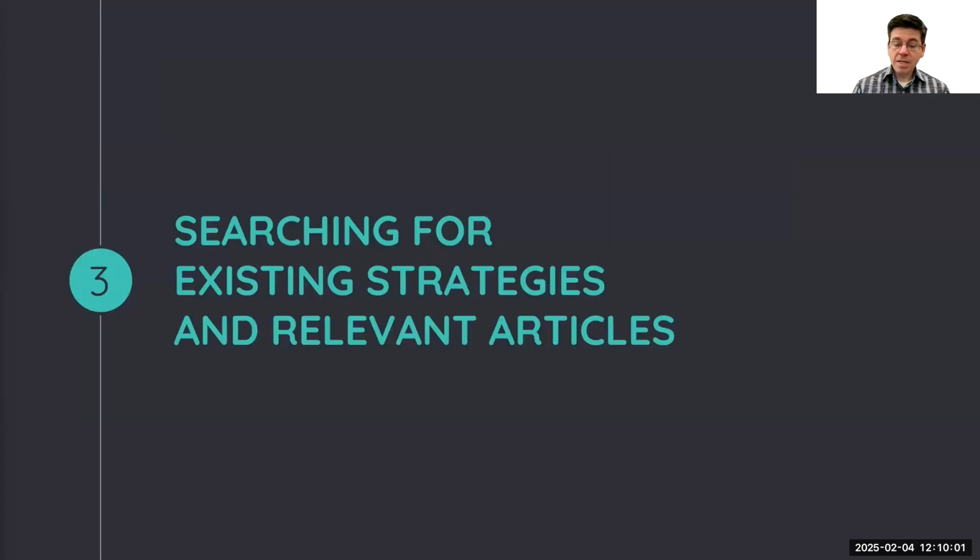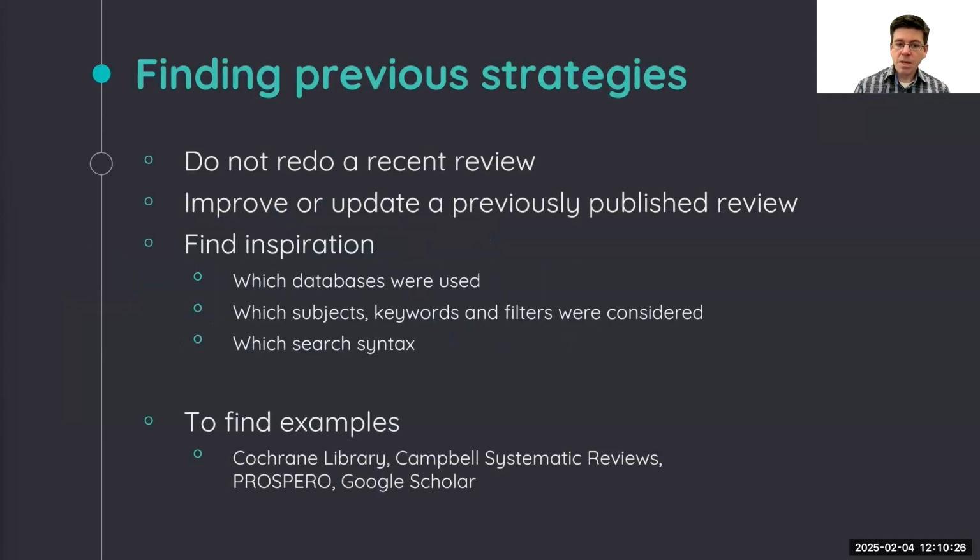Another step that you can take that can help in this process is identifying existing strategies and also relevant articles. And by relevant articles, I mean the articles that you know at the beginning. You might have 2 to 3 or 4 or 5 key articles that you know probably will meet the inclusion criteria for your review. And those articles can help inform the search strategy that you develop. I'll come back to that point in a few seconds.